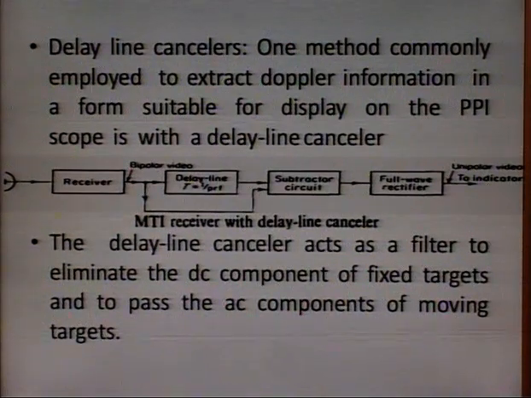Delay line canceller: one method commonly employed to extract Doppler information in a form suitable to display on the PPI scope is with a delay line canceller. MTI uses a delay line canceller to detect the moving target, or to differentiate the moving target from the stationary target. Here we have a receiver delay line which delays the signal by 1 pulse, and then in the subtractor, 2 adjacent pulses are subtracted from each other, and then we have a full wave rectifier. The delay line canceller acts as a filter to eliminate the DC component of a fixed target and to pass the AC component of the moving target.